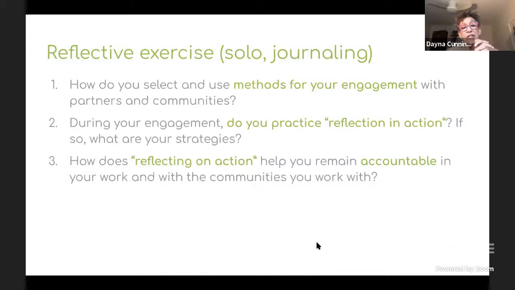So the first is, how do you select and use methods for your engagement with partners and communities? How do you know what makes sense? Is this something that you engage in your work with communities?